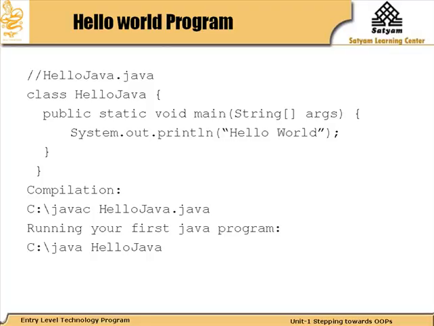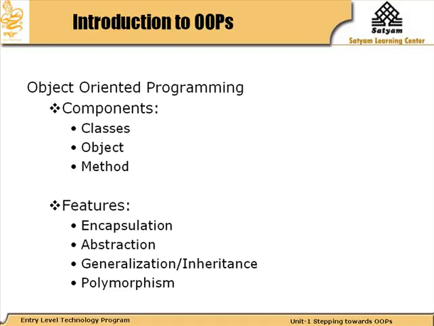Another important point that you need to remember is that the class name which is followed by the command java has to have the public static void main. Now let's talk a little about object-oriented programming concepts. We will first talk about the three major components of object-oriented programming, and then we will talk about the four important features of object-oriented programming, that is encapsulation, abstraction, generalization, and polymorphism.